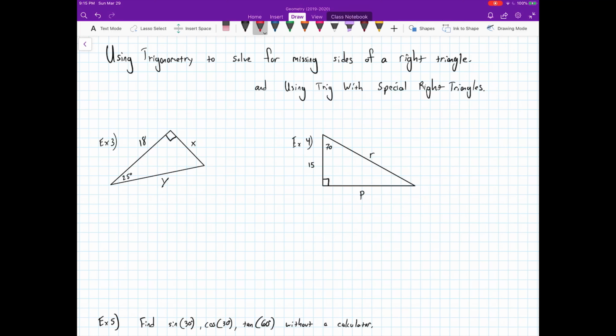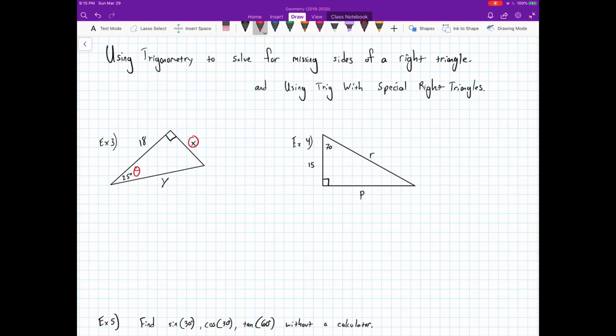They gave us 25 degrees, that's going to be our theta, that's going to be our focus angle. Although you could do 90 minus 25 and use the other angle if you wanted. And so we need to solve for x or y. Let's solve for x first.